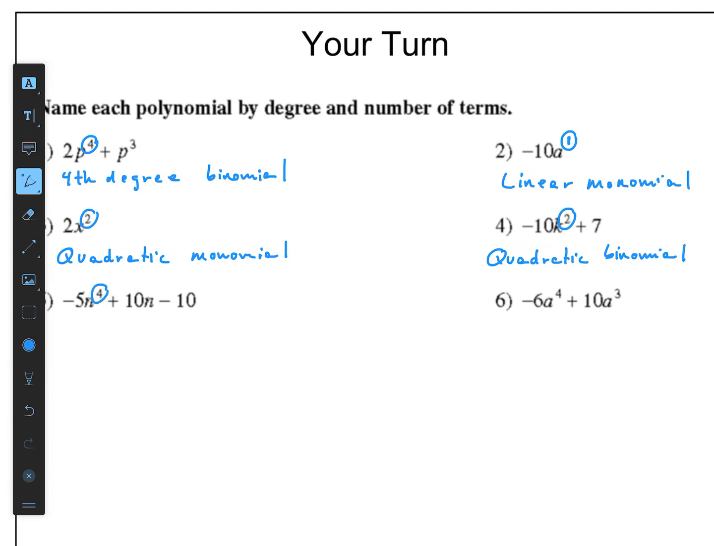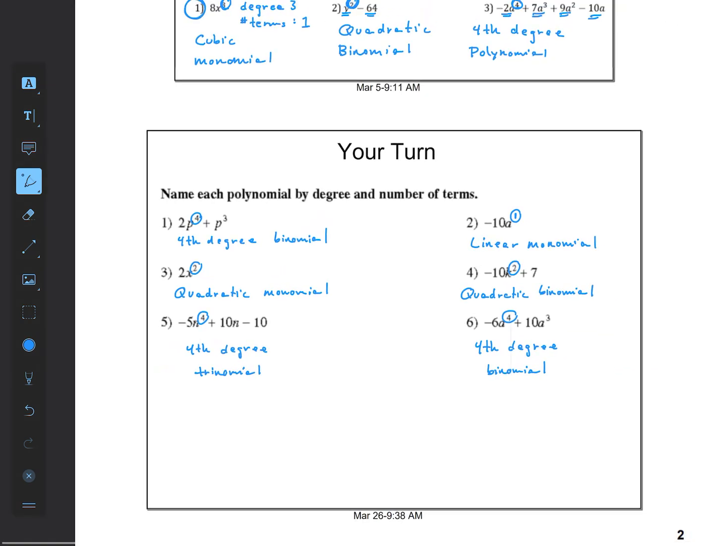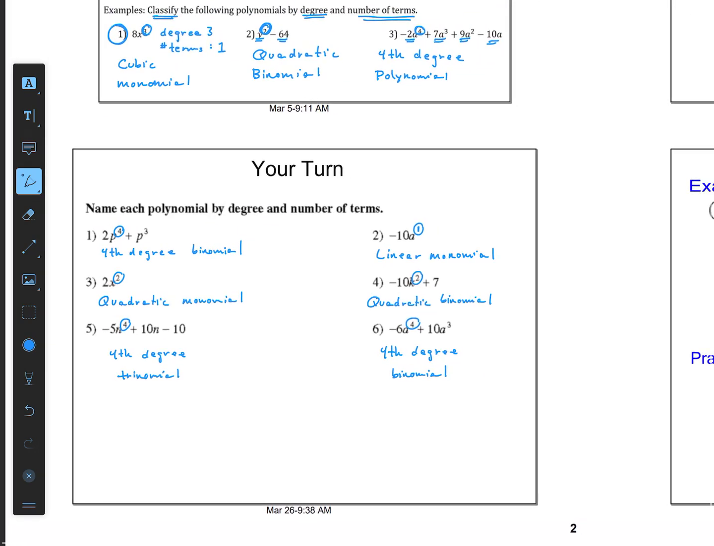Next one, we have a fourth degree. 3 terms, so it's a trinomial. And the last one is a fourth degree. And there's 2 terms, so I say it's a binomial. Okay, so you should have graded yourself on that, see how you do. We should be ready to move on at this point.